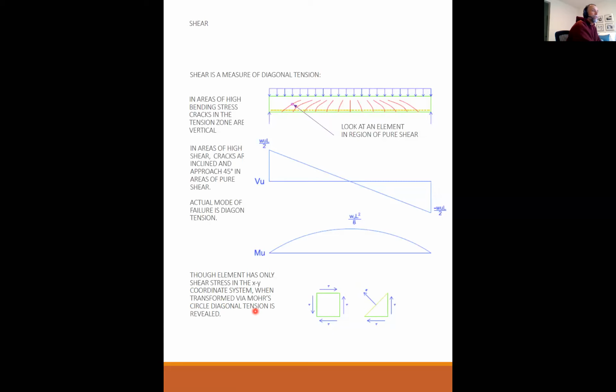Though the element has only shear stress in the XY coordinate system, when transformed via Mohr's circle, diagonal tension is revealed. So that's how I document it. Concrete is much weaker in tension than in shear, thus the shear failures are really diagonal tension failures.